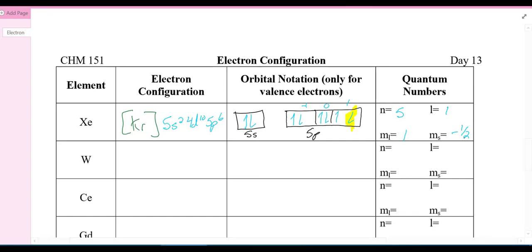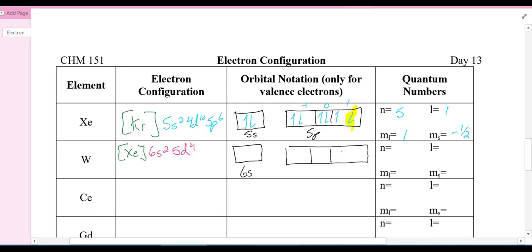Alright, tungsten. What noble gas can we use for tungsten? Well, tungsten's actually in the 6th period, so we can use xenon. And then, oh, actually, it's big. Xenon. And then we have 6s2, 5d4. And we'll put that 6s2, 5d4 up here, even though the d's aren't valence.